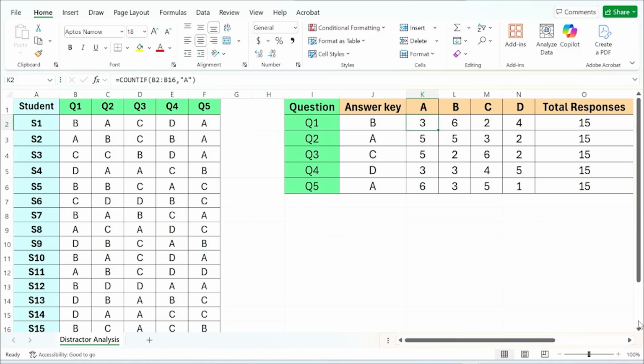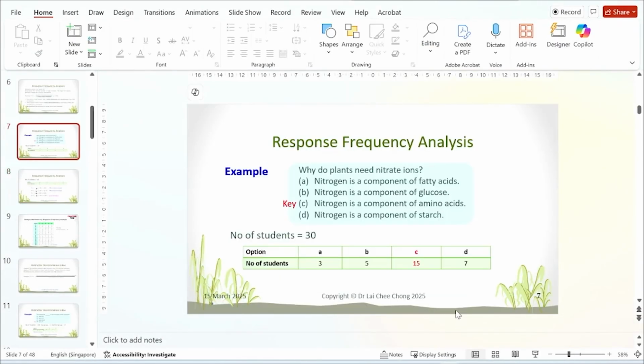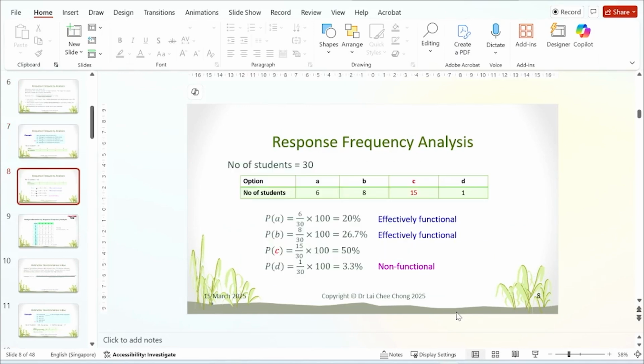Who can give me the answer for all of these? What's the answer for this one? Come on, who can tell me? 20%. This one? This one? Okay, good or bad? Now look at the criteria there. Is it a good or bad distractor? Is it functional? C is non-functional.